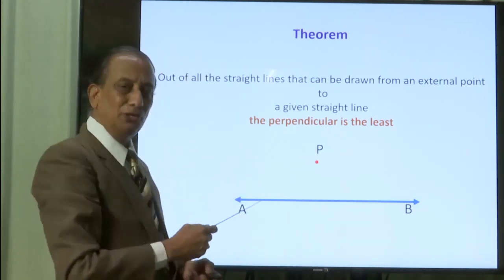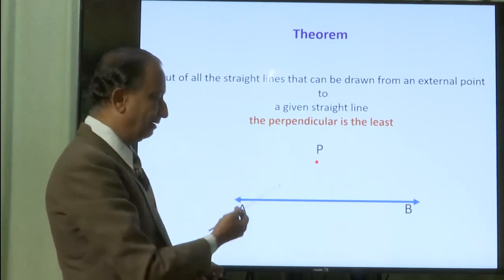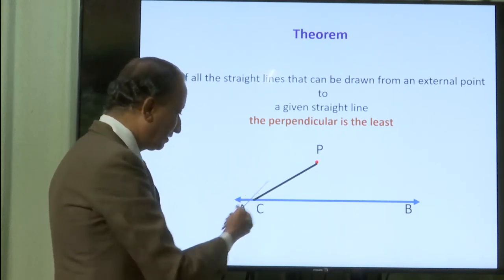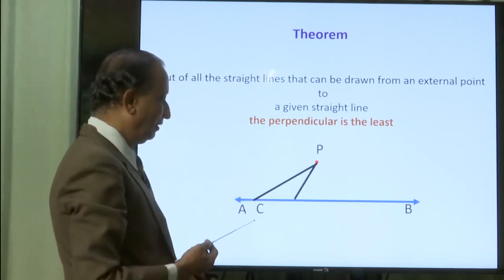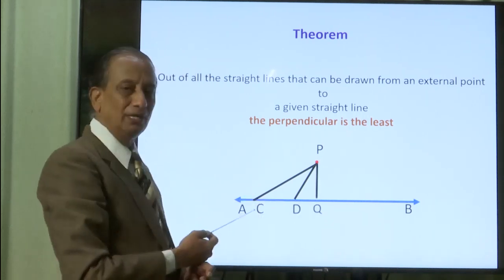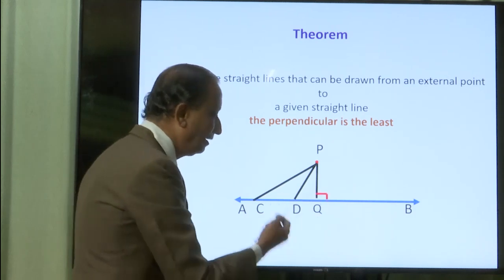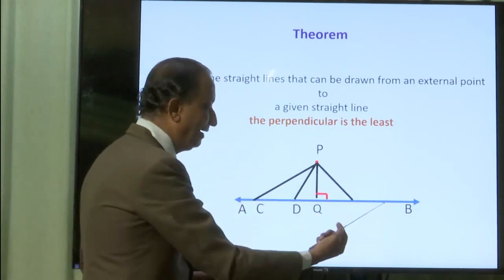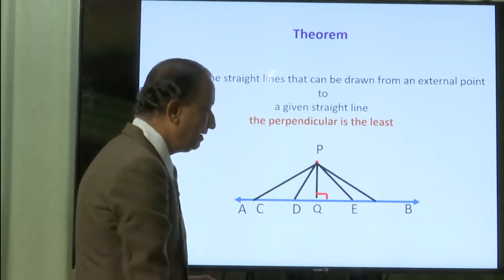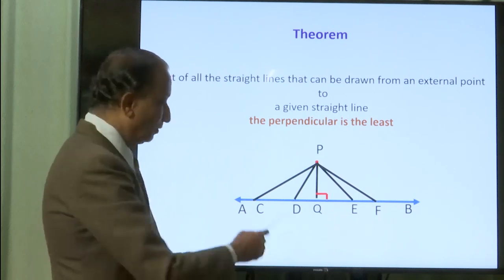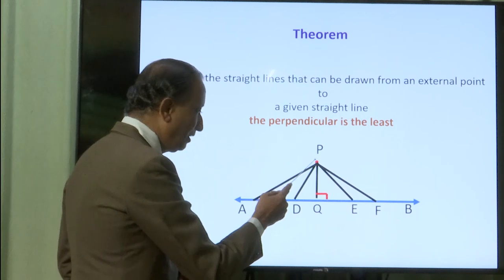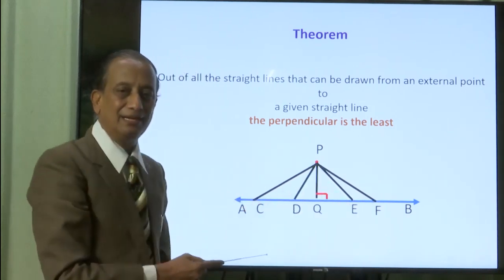From P you can draw so many line segments like this. A few have been drawn here. This is one, let us call it PC. This is another one, let us name it PD, and PQ is actually perpendicular to AB. On the right also, for sample, let us draw a few more lines, say PE and PF. These are some of the line segments we can imagine from this point P to the straight line AB.